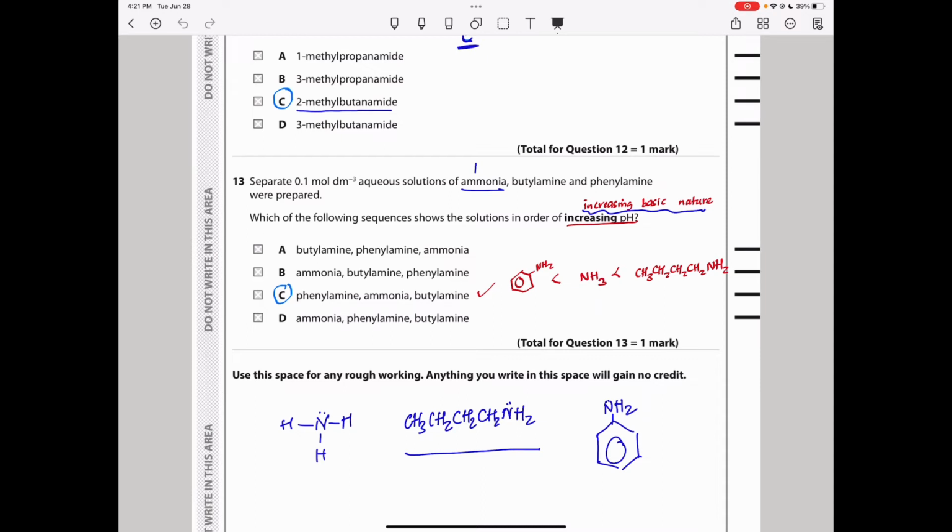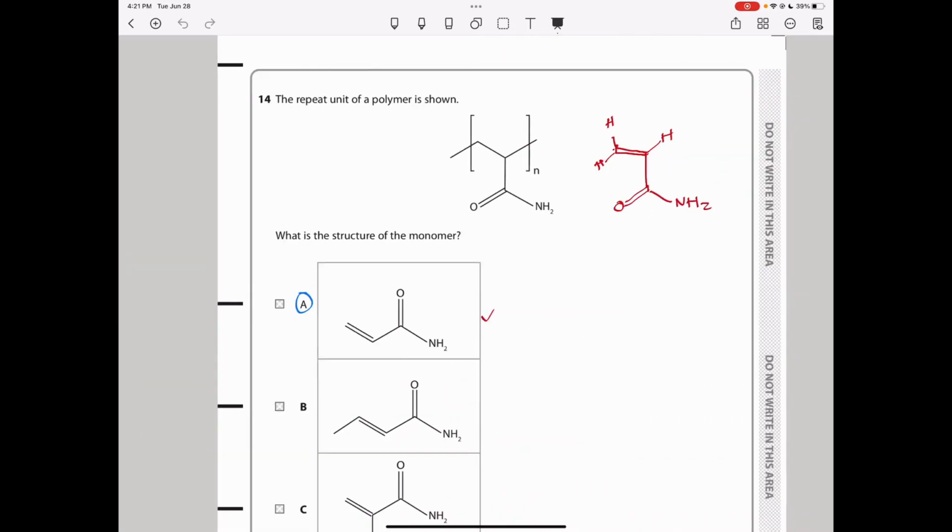So I said, because they're talking about increasing pH, phenylamine will have the lowest, then we go to ammonia, and finally butylamine. So I think that makes sense. So let's go to the next part.